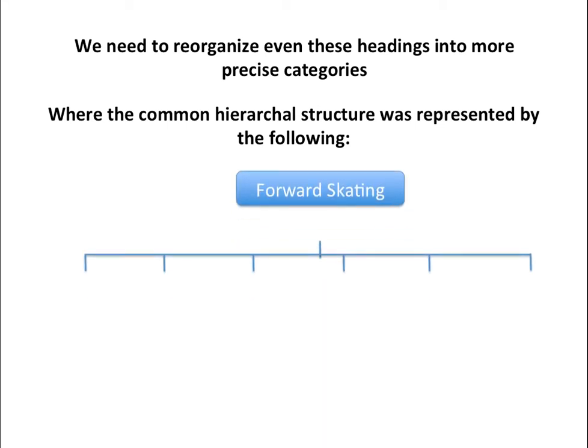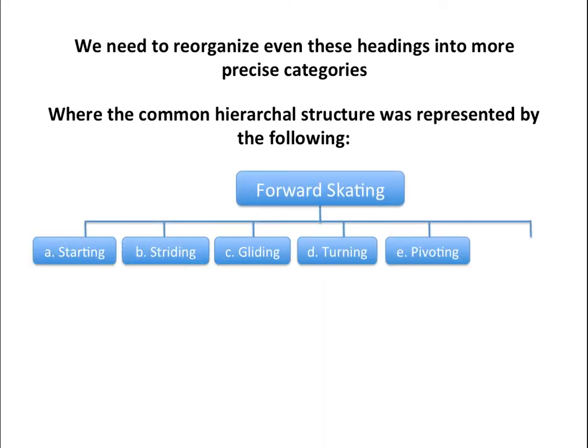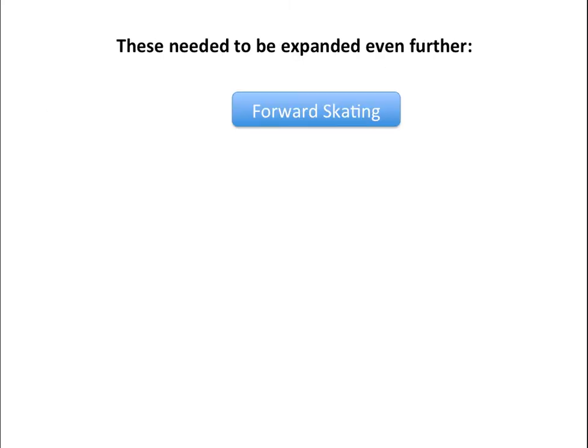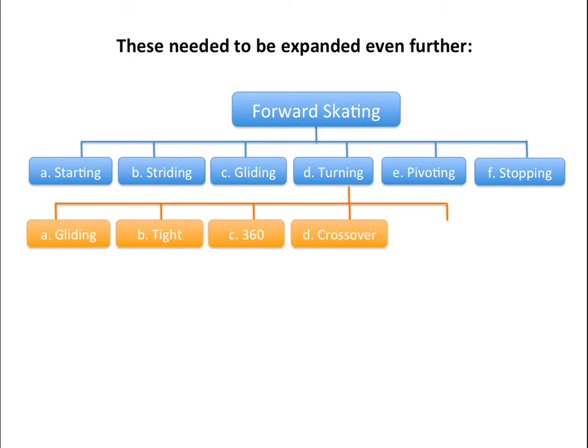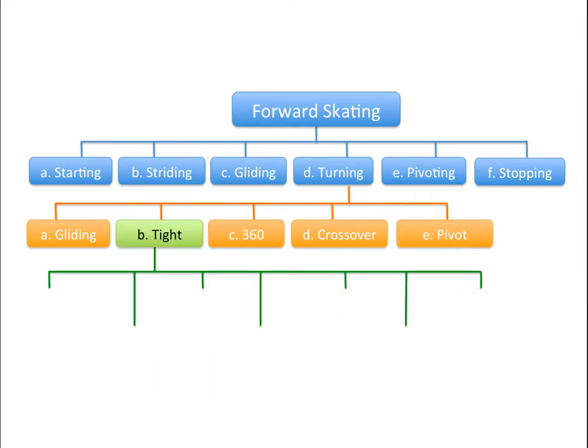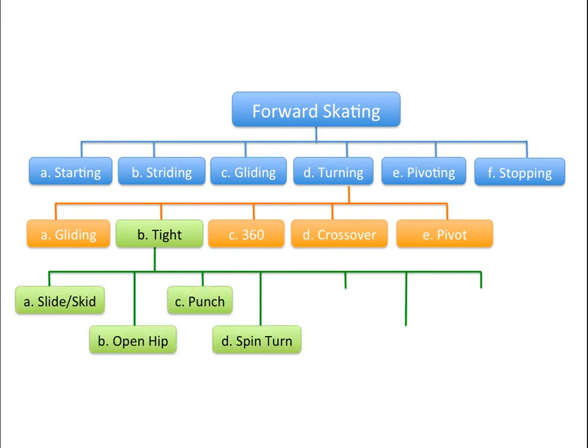We need to reorganize even these headings into more precise categories. Where the common hierarchical structure was represented by the following model, again looking at forward skating, we can break this down even further into the following heading, which is the turning. We have gliding, tight turn, 360 turn, the crossover turn, and the pivot turn. And now from here, we're going to break this down even further. So the tight turn skills are the slide skid turn, open hip turn, the punch turn, the spin turn, the mohawk turn, the heel cut turn, and the jam turn.